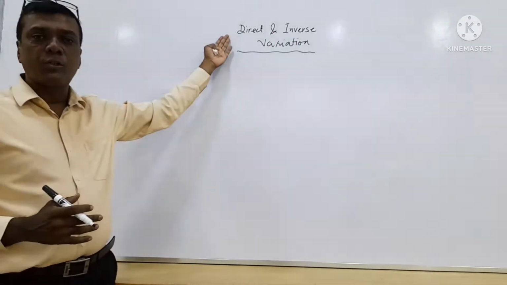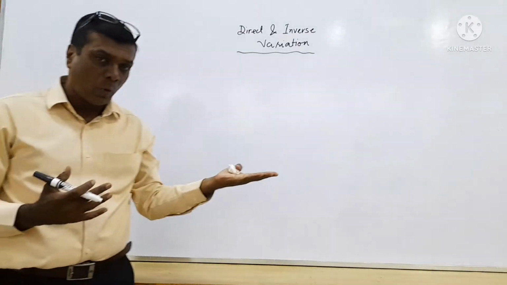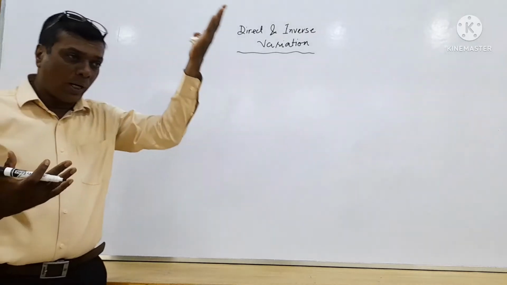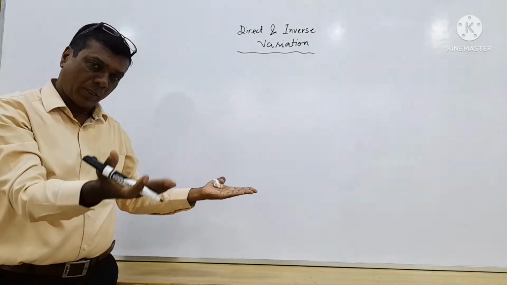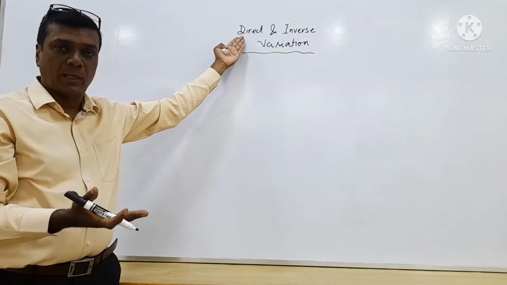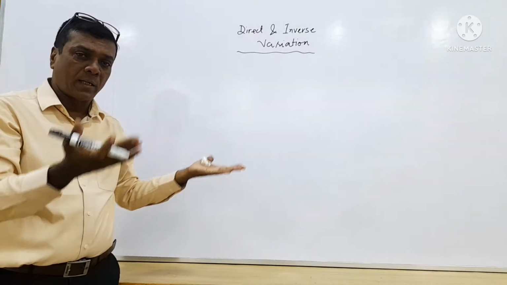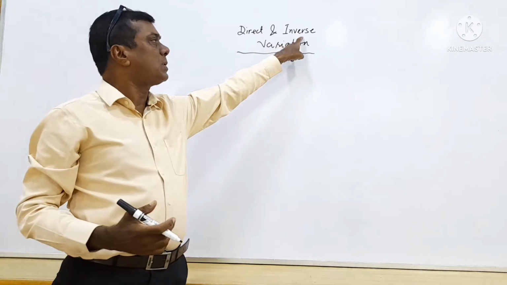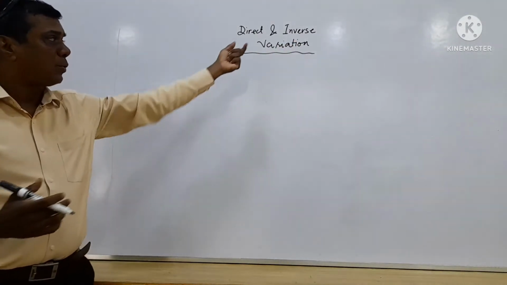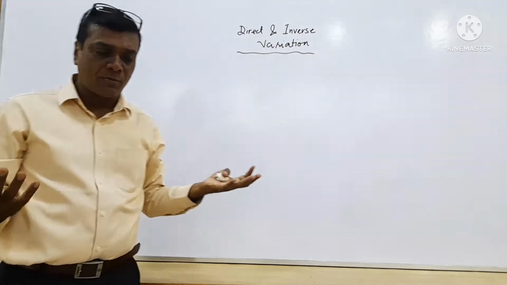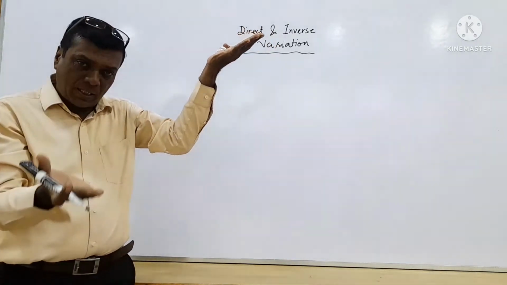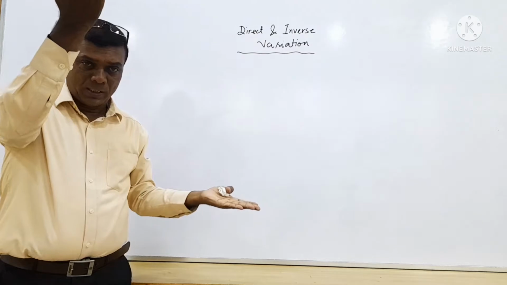Direct variation is when one quantity increases, the other also increases, or one decreases, the other also decreases. This is direct variation, when both quantities either go up or go down. Then the second one is inverse variation, and as you can see, it's self-explanatory. Inverse variation is when one increases, the other decreases, or vice versa.